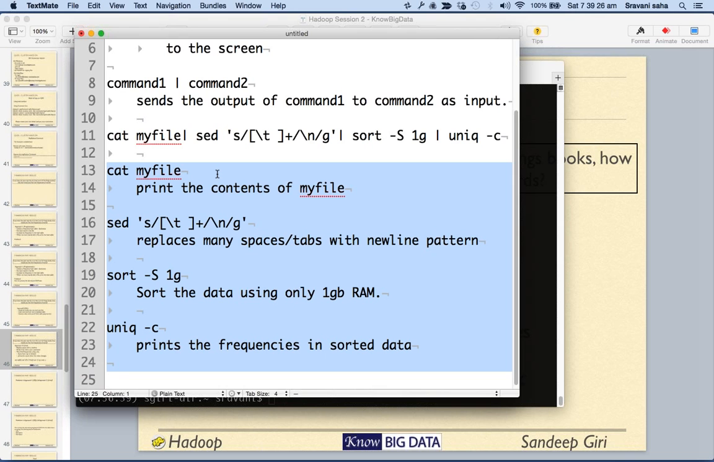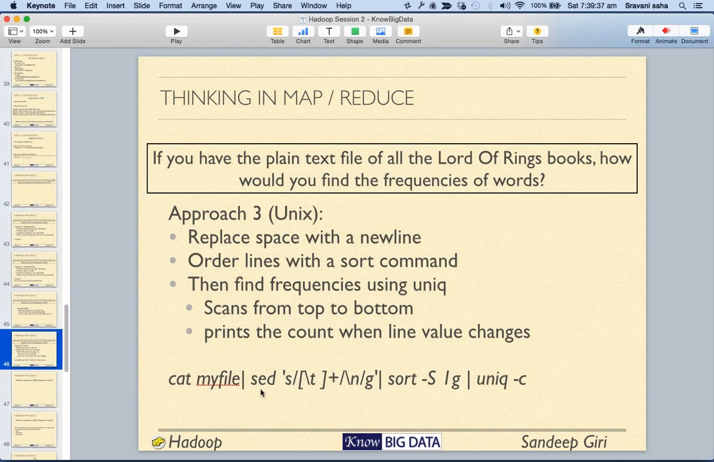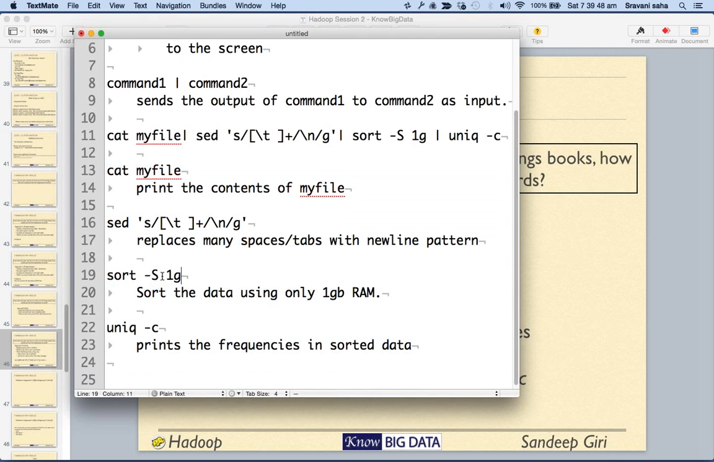So what are we doing? We are taking the input, converting it into one word per line, then sorting it, then counting the unique words. So this is one approach which is also quite common. And this approach does not suffer from memory limitations because it takes care of sorting the data using only a fixed amount of memory.